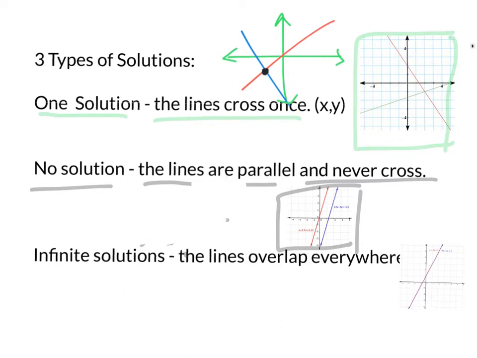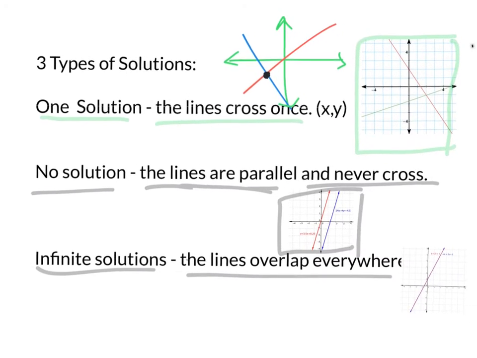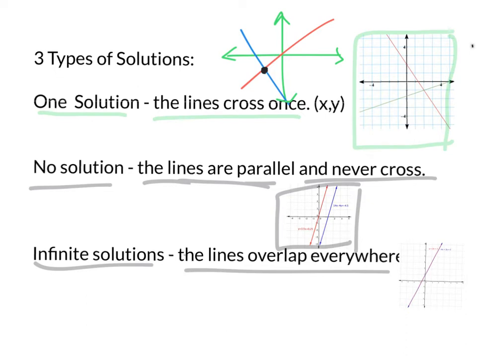And then you could also have an infinite number of solutions. So that's a solution where the lines cross everywhere, basically meaning they become the same line. So if your lines overlap, let me see if I can move this, I can't, then that ends up being an infinite solution situation.